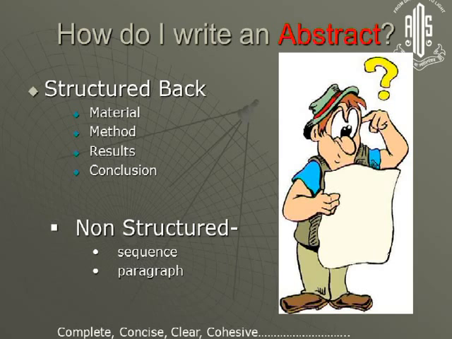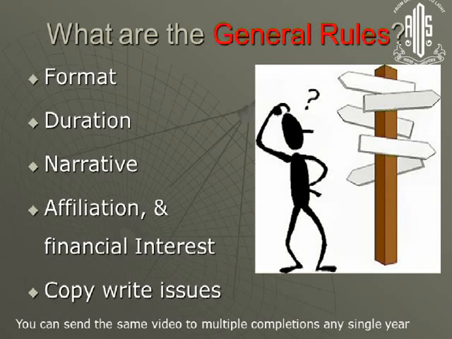Now, how do you write an abstract? It can be a structured abstract that you like, as you write in all video making programs, like all papers: material, method, result, conclusion, or it can be a non-structured method in a sequence or in 2 or 3 paragraphs. Basically, the main aim is it has to be complete, concise, clear, and cohesive. The person who is going to read your abstract should love to go and see your video as soon as he reads the abstract. General rules: you have to go through the formats, the duration, and the different aspects.